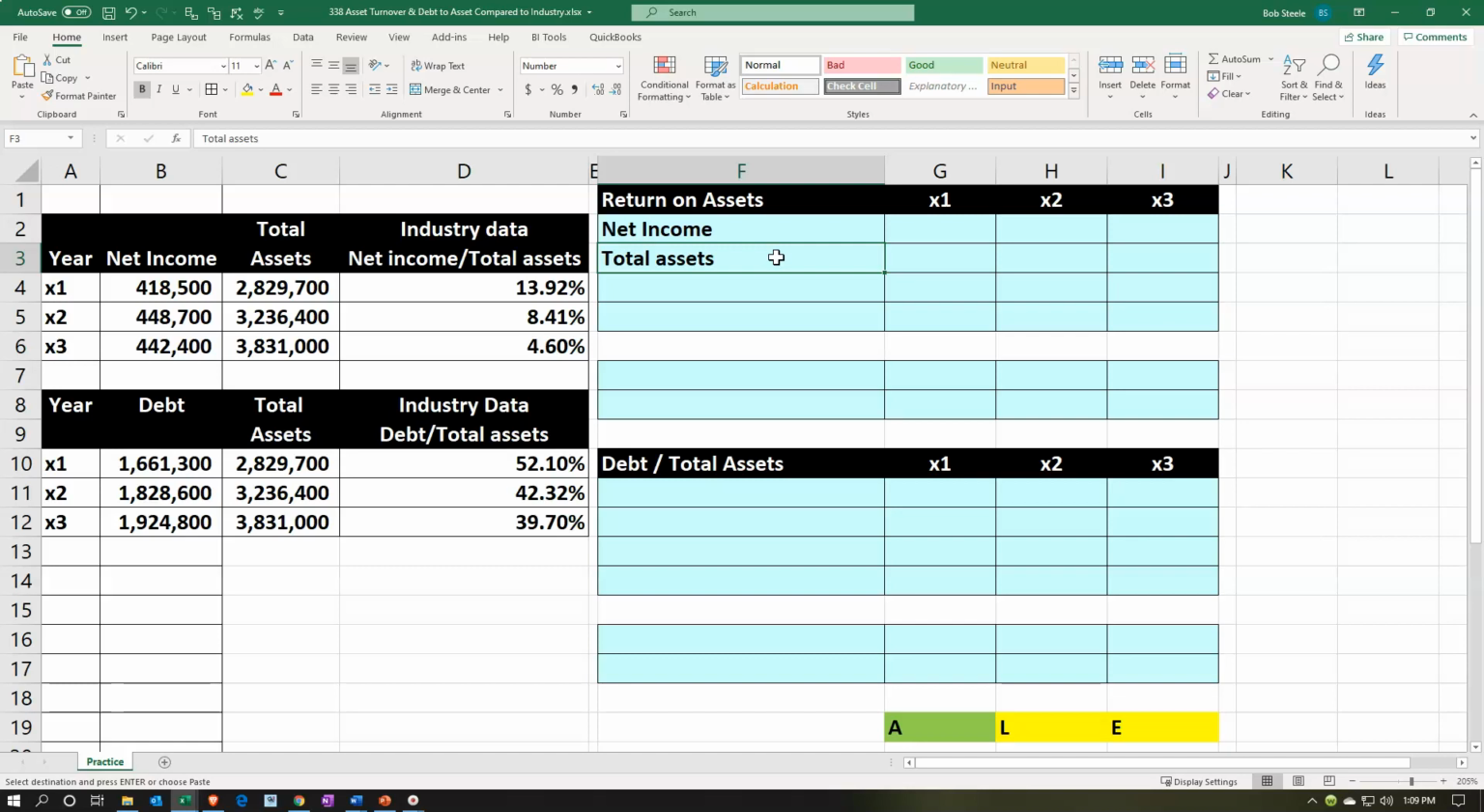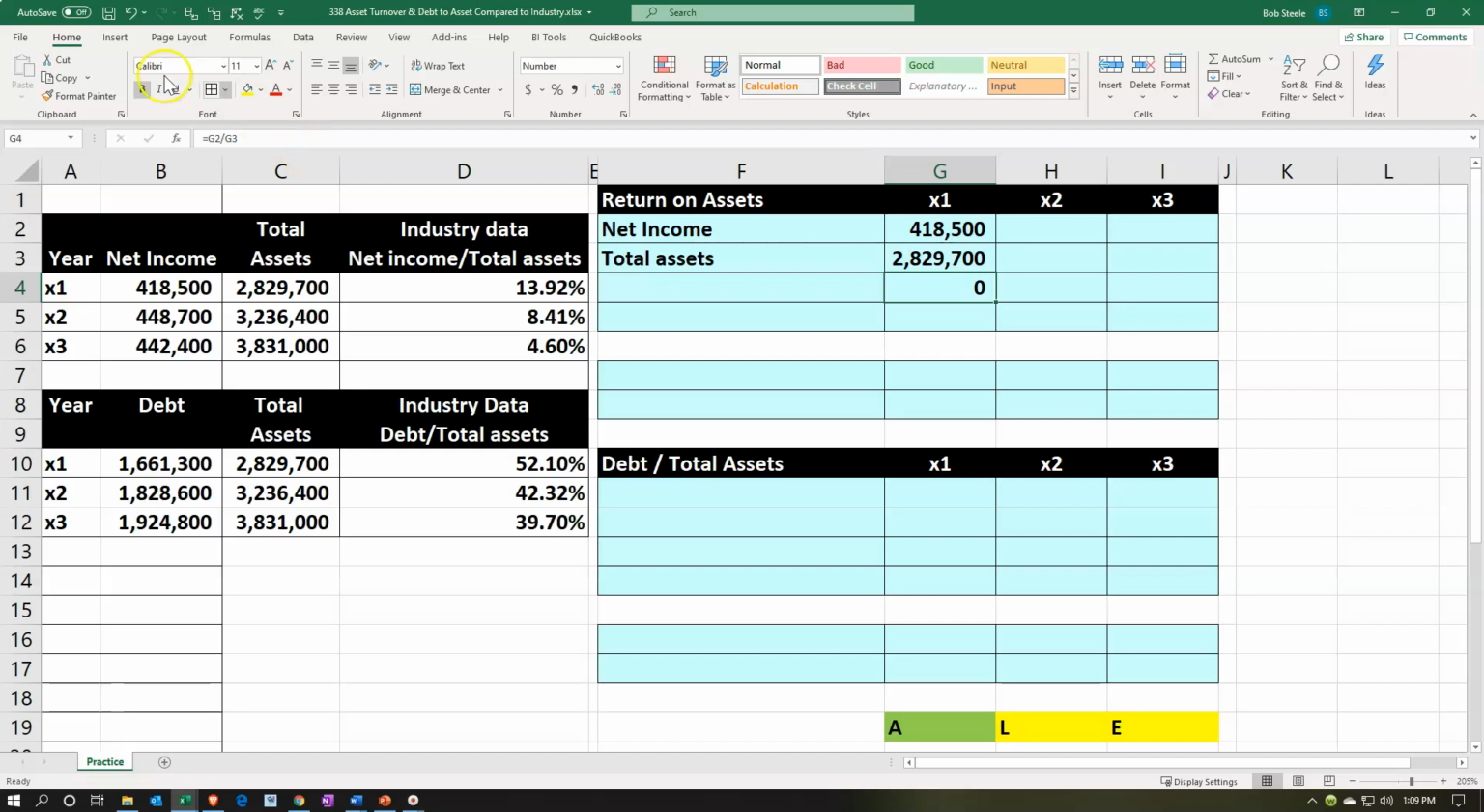We're going to pick up the total assets in essence on the balance sheet here, which would be basically as of the end of the year total asset number. So just be aware of that. We're going to be picking up then the net income of the 418,500 and then the total assets of the 2,829,700. We'll divide that out then. This equals the net income divided by the total assets.